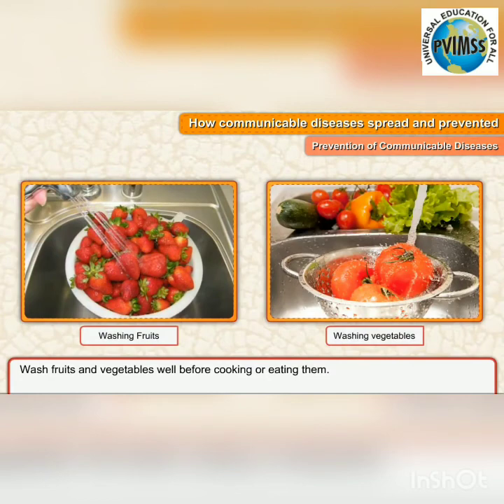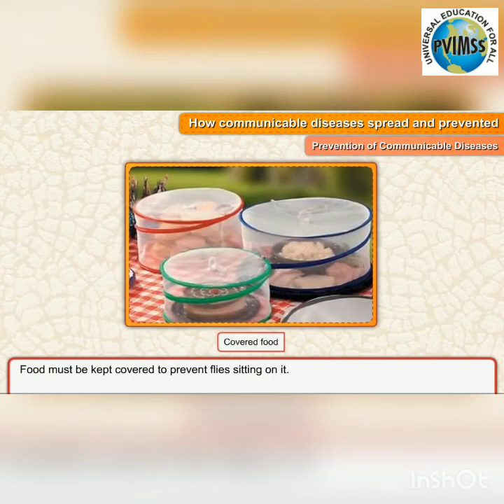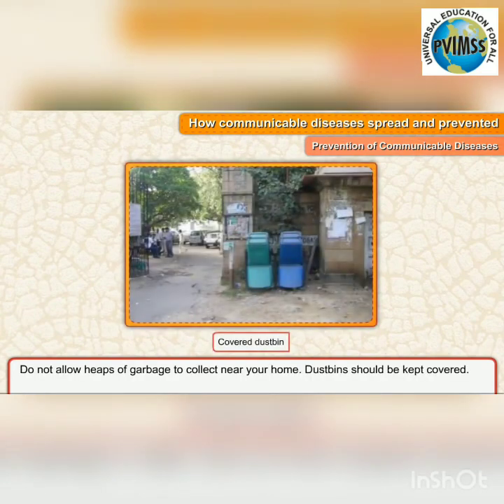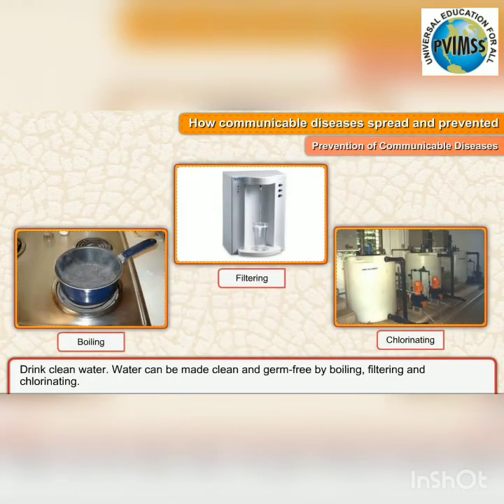Wash fruits and vegetables well before eating or cooking them. Food must be kept covered to prevent flies sitting on it. Do not allow heaps of garbage to collect near your house. The dustbin should be kept covered. Drink clean water. Water can be made clean and germ free by boiling, filtering, and chlorinating.